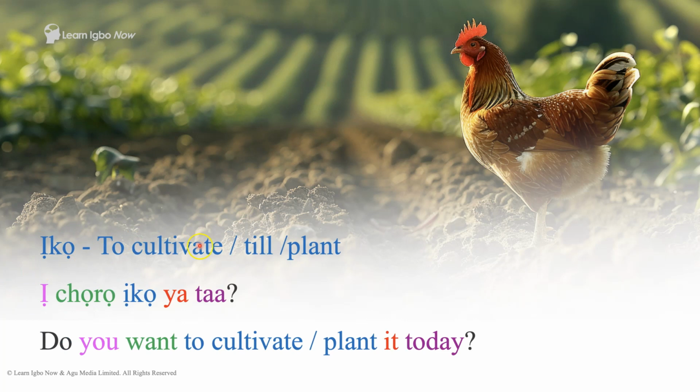Iko, to cultivate or till or plant. Ị chọrọ ịkọ ya taa? Do you want to cultivate or plant it today? Or like I said before, if you're talking about planting a specific crop, you could say Ị chọrọ ịkọ ji taa. Do you want to cultivate or plant yam today? But in this example here, I just said Ị chọrọ ịkọ ya taa. Do you want to cultivate or plant it today?